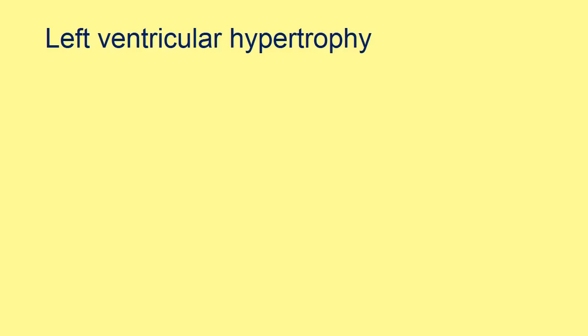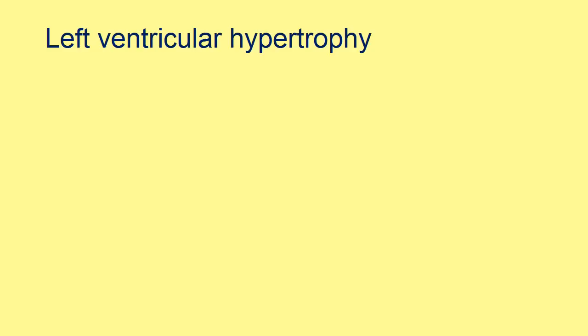So now let's talk about left ventricular hypertrophy. Left ventricular hypertrophy is when the muscle of the left ventricle is very big. So there will be a lot of electrical activity in that part of the ventricles, and increased muscle activity, increased electrical activity means you get a longer QRS complex, because the QRS complex represents ventricular depolarization.